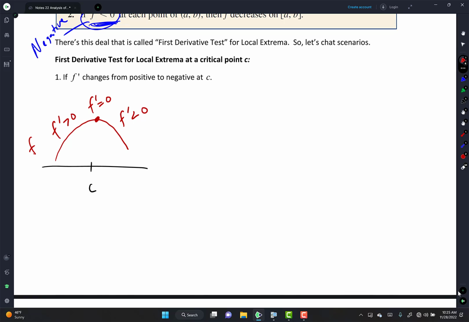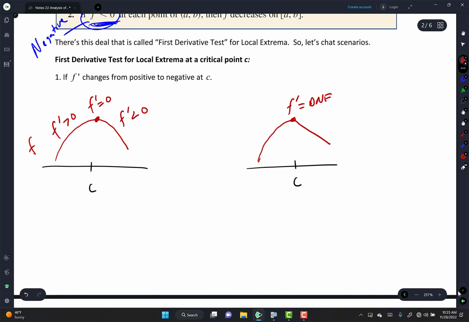Cool? Here's another moment. Can you show me one where f prime of c does not exist? Sure. Let's see. F prime equals DNE. It's a corner. You can also say cusp. It is a word, no? Non-differentiable.